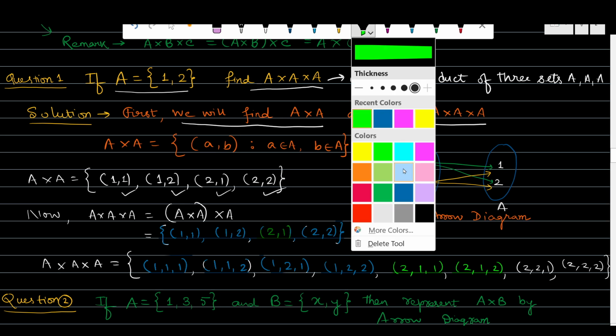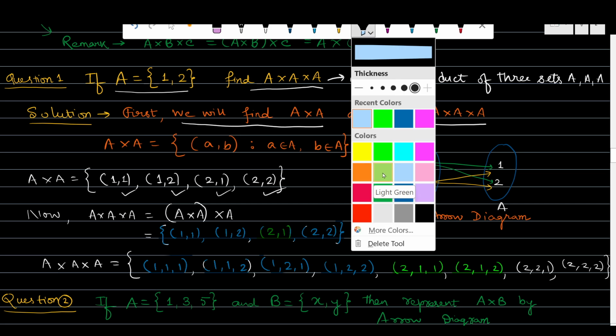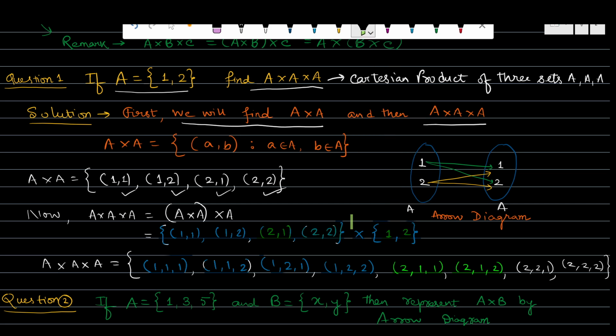Similarly (2, 2) maps with 1 to give (2, 2, 1), and (2, 2) maps with 2 to give (2, 2, 2). I hope this Cartesian product of 3 sets is clear to all of you. If you have any doubt, you can comment in the comment section.